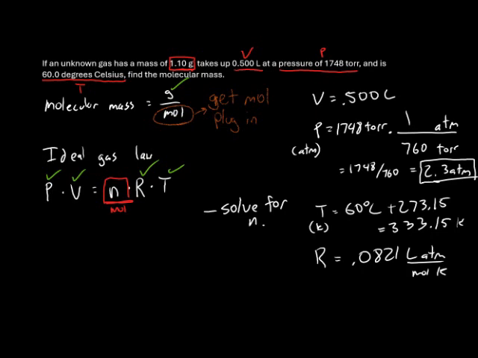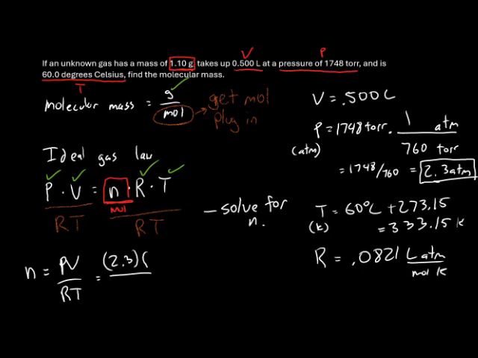To solve for n, we're going to divide both sides by R and T to get n by itself. If we divide, our new equation will be n equals PV divided by RT. Since we know all 4 letters, we'll now place them in this equation. Pressure will be 2.3 atmospheres. Volume will be 0.500 liters. The R will be 0.0821. And the temperature will be 333.15. You can place all of this into a calculator. We will end up with 0.042 moles.